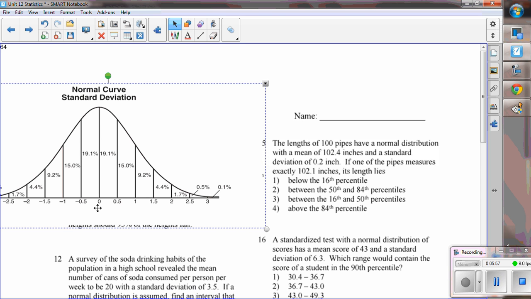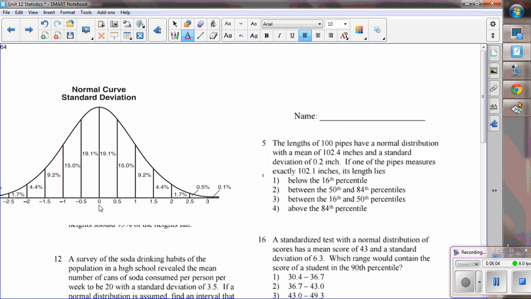So 102.4 is right here. And they are saying 1 standard deviation is going to be over here. 1 standard deviation away would be down 0.2, so that would be 102.2. And if you go down another standard deviation, this one over here would be 102.0. So if you're 102.1, you're exactly halfway between. So you're at this spot right here.